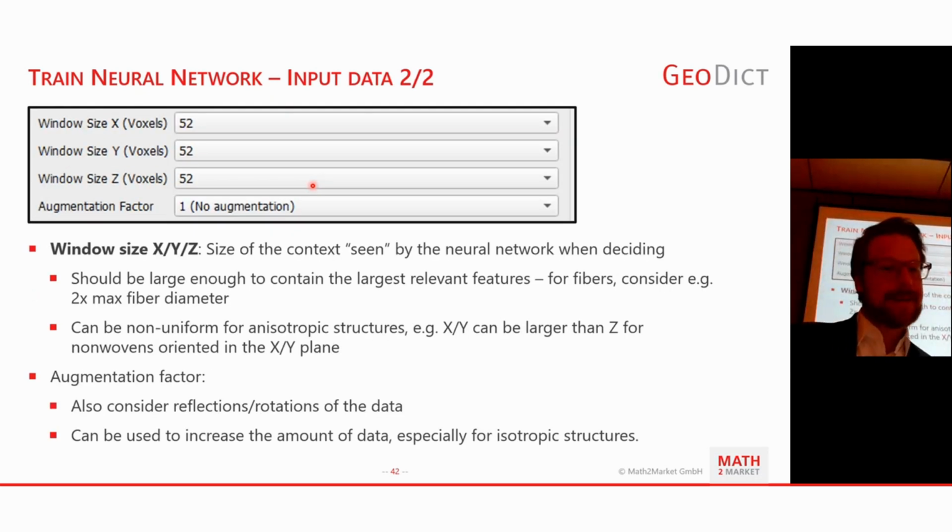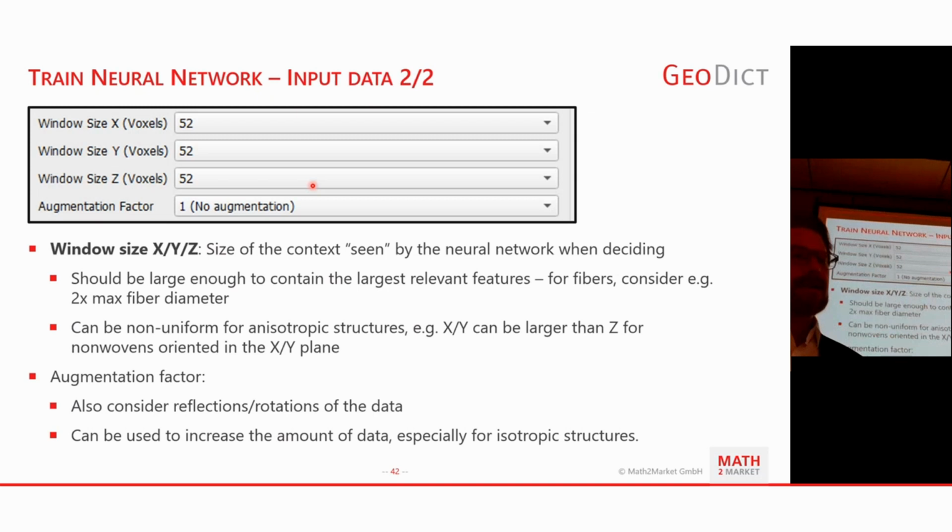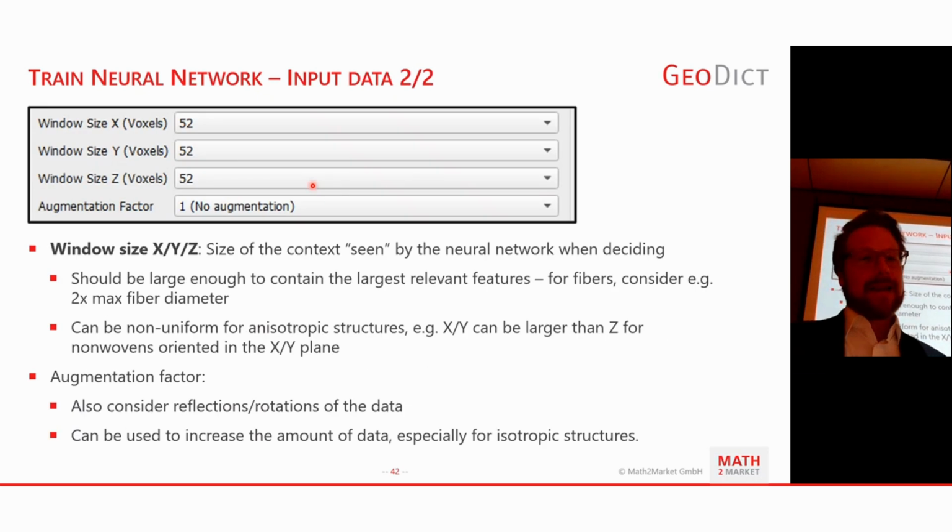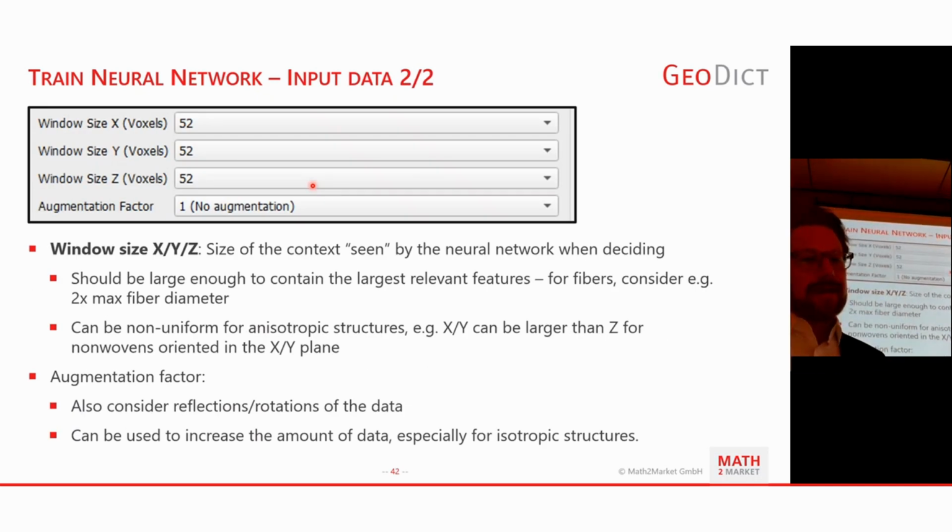Next, we have the window size. And this is basically, as I showed earlier, the size of the input windows. The window size is the input window size. So that's basically the context that the neural network sees that it can use to decide how to label the voxels in the smaller output window that's centered within that input window.